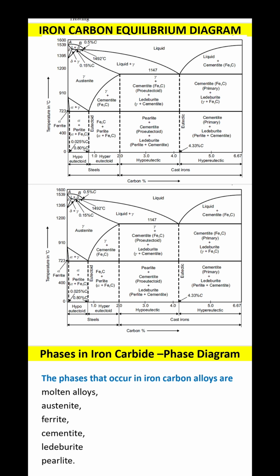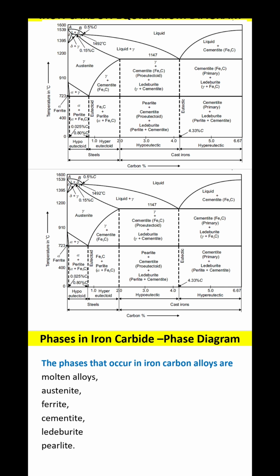Further the curve is continued starting from 1395, connecting with the 1492 degrees Celsius temperature line, and closes at 1539 degrees Celsius. So these are all the curves we plot in the iron carbon diagram.